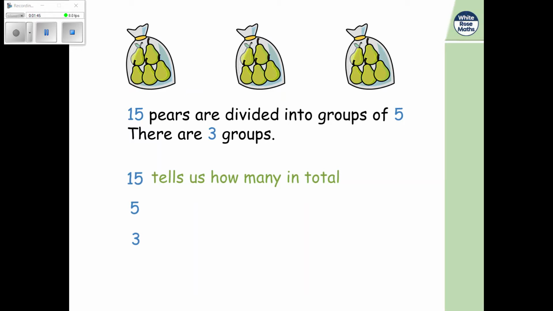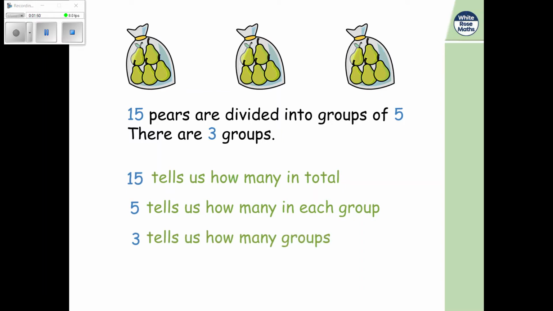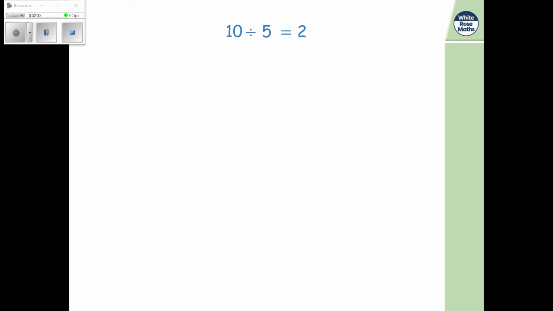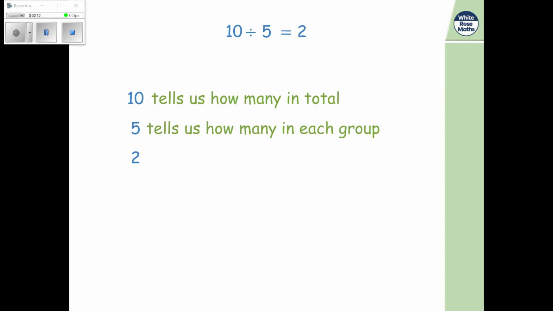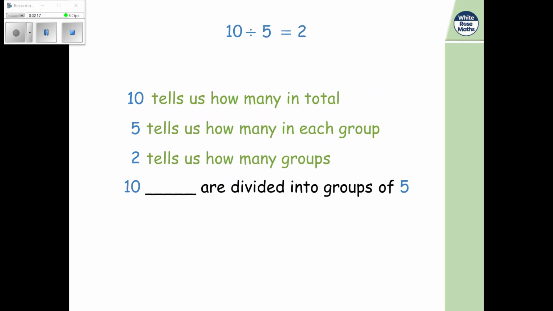So 15 tells us how many in total. 5 tells us how many are in each group, and 3 tells us how many groups we have. So 15 divided by 5 equals 3. So let's try this one. 10 divided by 5 equals 2. So 10 tells us how many in total, 5 tells us how many in each group, and 2 tells us how many groups. So 10 are divided into 5.